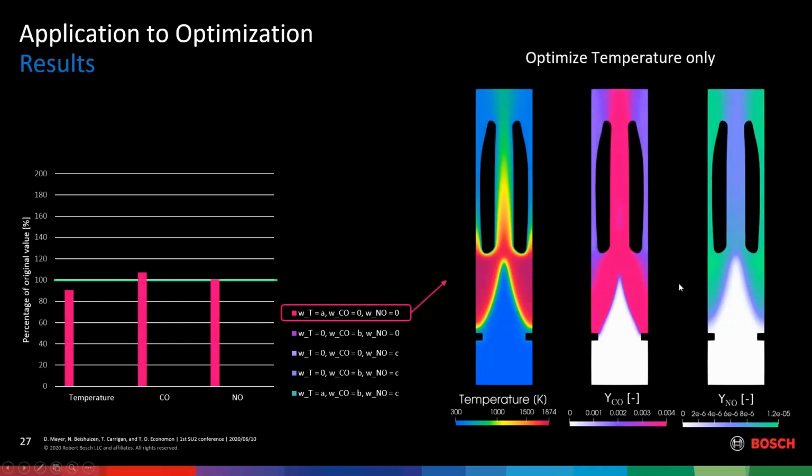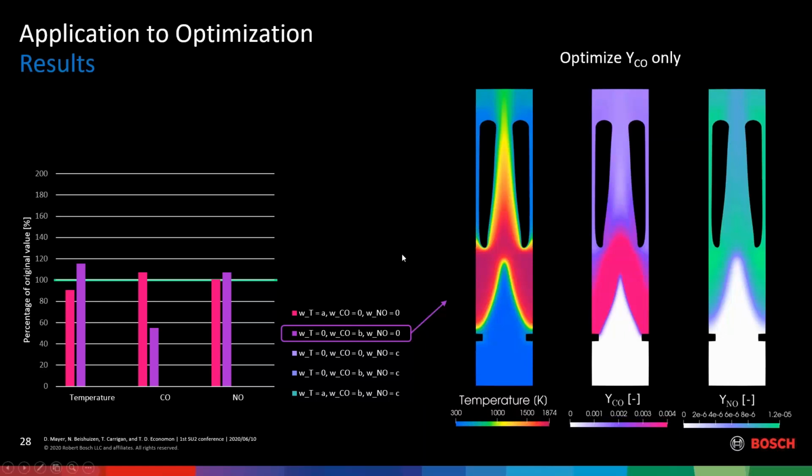So when we optimize just for temperature, we see that we indeed reduce the temperature. However, carbon monoxide increases and NO stays more or less constant. So the adjoint optimization finds only local minima or local optima. So this is what we get here. Maybe you can see as I go back again and forward again that the geometry is slightly thickened up, and this leads to a reduction of temperature.